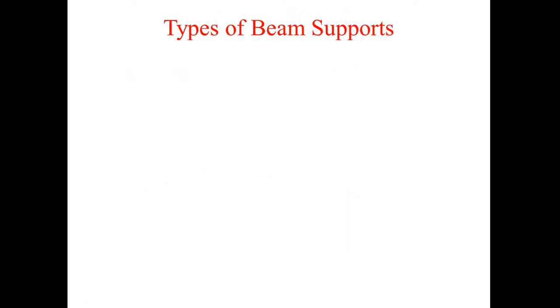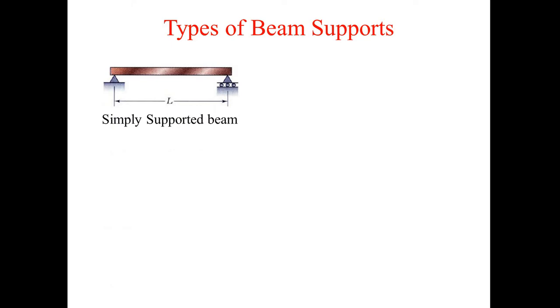Now we'll go with the types of beam supports. The first one is the simply supported beam. It is a beam having two supports, one support over here and another support over here. This support is called a hinge support, and this support is called a roller support. So it is a simply supported beam, with one end at the hinge support and the other at the roller support.